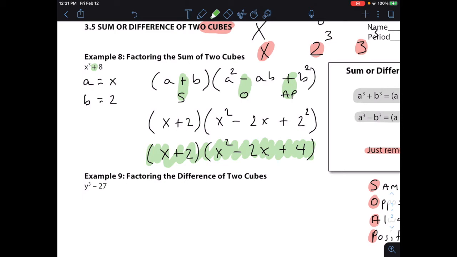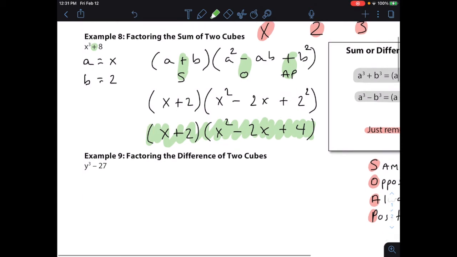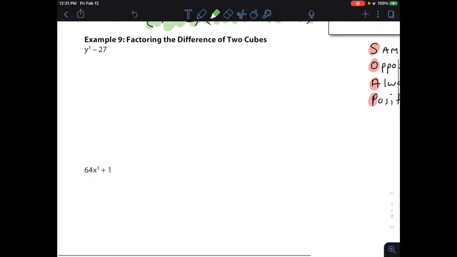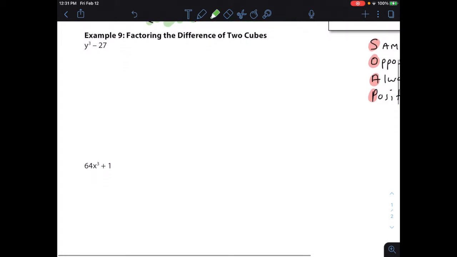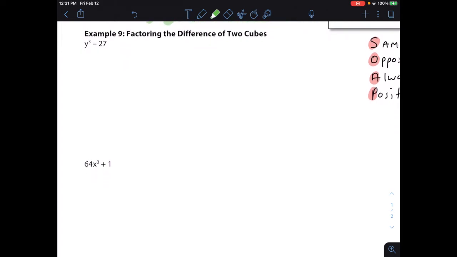You're probably thinking, oh my gosh, I'm never going to be able to do this. Yes, you will. You'll be able to do it. It just takes a little practice. All right, step 1, identify A and B. A is Y. English teachers wouldn't like that because they'd be like, no, A is A. No, in this case, A is Y. And B is, well, 27 is 3 times 3 times 3, so our B is 3.